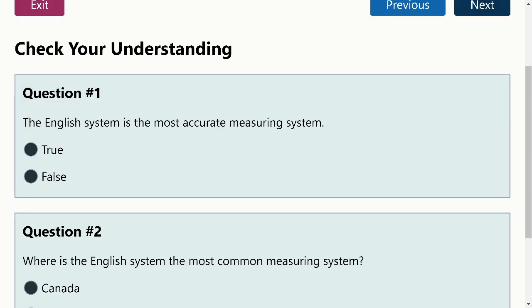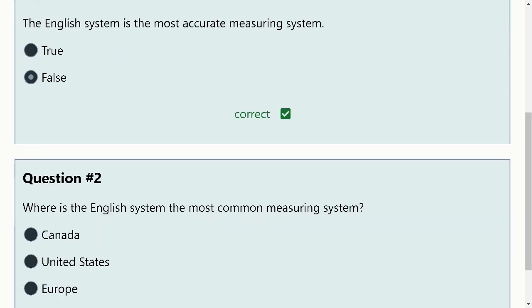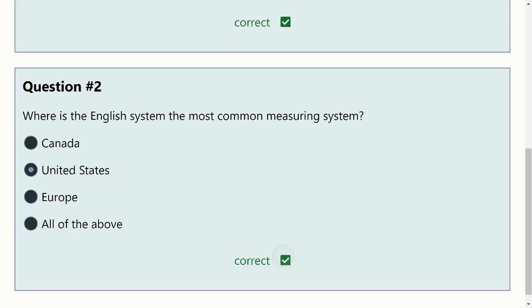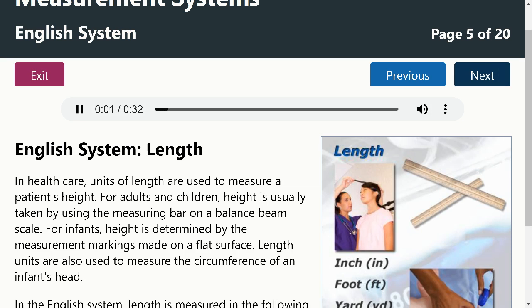English system is the most accurate measuring system. False. Not the most accurate. Where is the English system the most common measuring system? United States. What does everybody else use? Not the English system, but metric, apothecary.